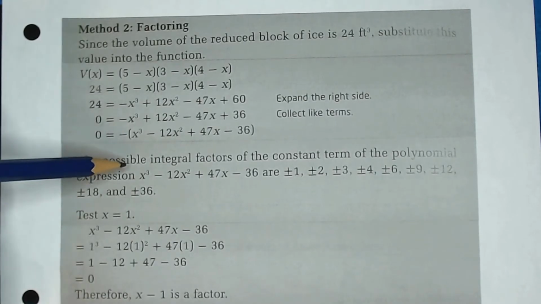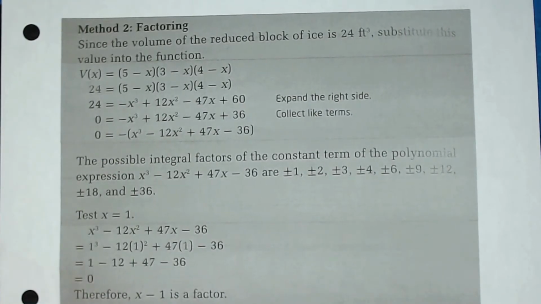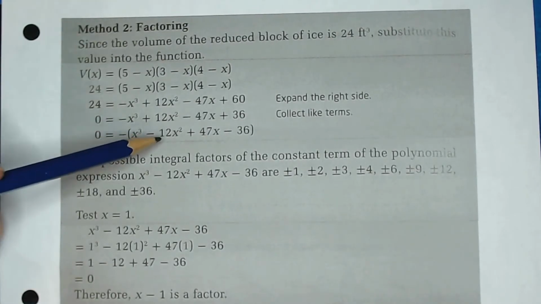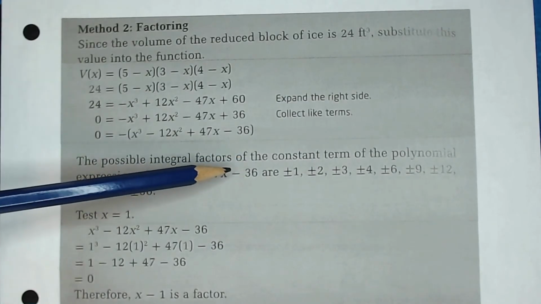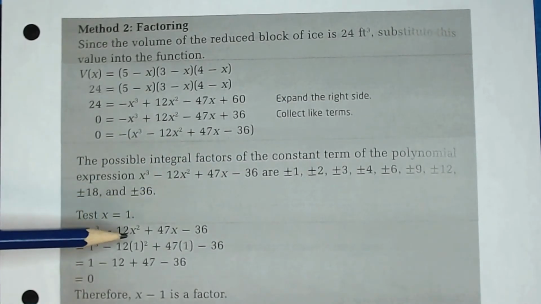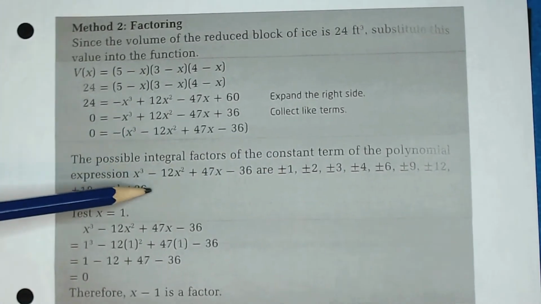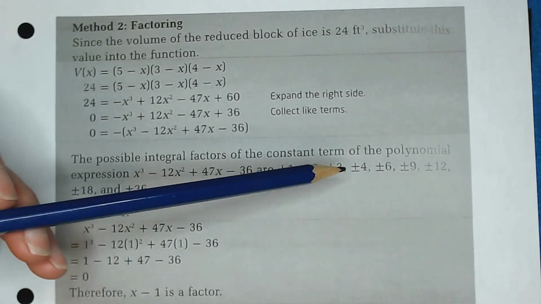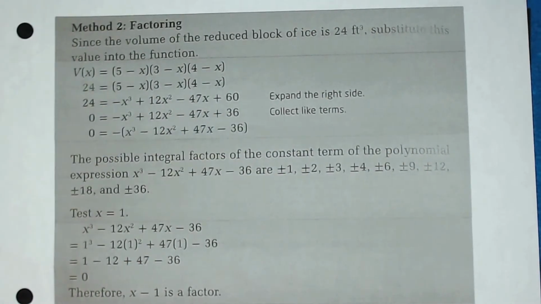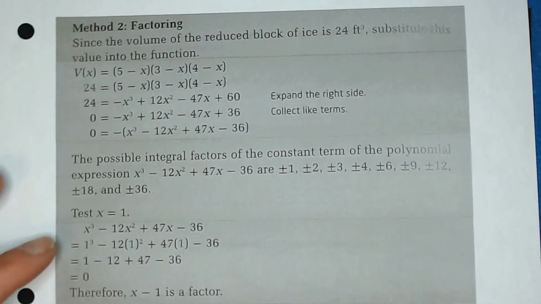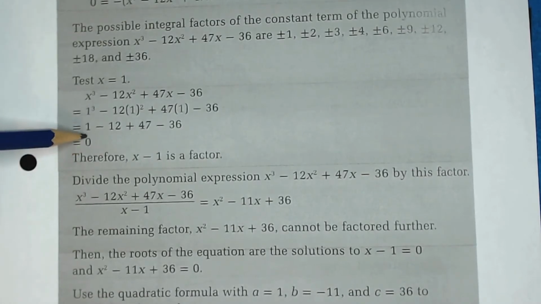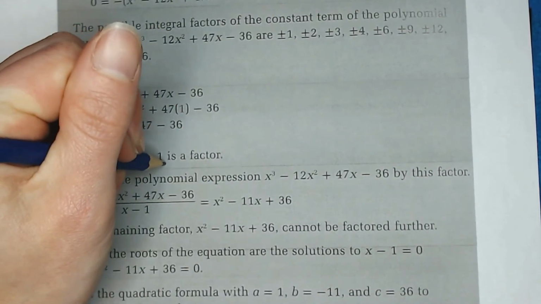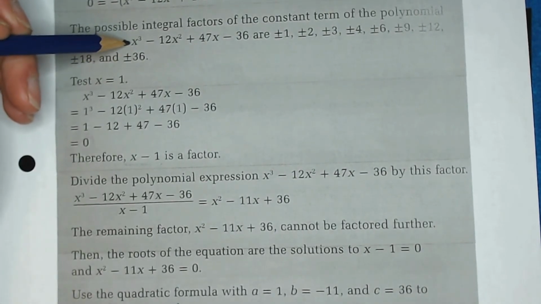Now we want to find the factors that work for this function. Once we have x cubed minus 12x squared plus 47x minus 36, we look at the constant term and figure out the possible factors of 36, which we've done previously: 1 and 36, 2 and 18, 3 and 12, 4 and 9, and 6 by 6. Those are all possibles. Start with 1, the easiest spot to start. Plug in x equals 1 and see if there's a remainder at the end. There isn't, so we know that x minus 1 is a factor of the original polynomial.